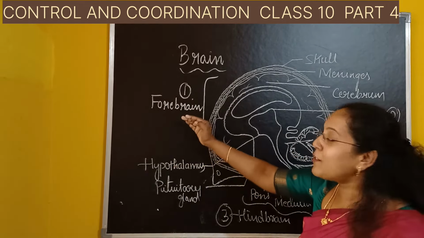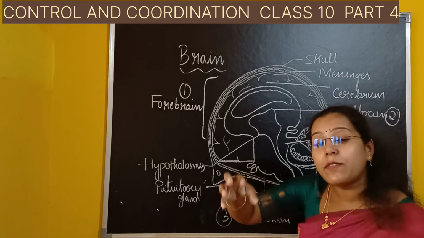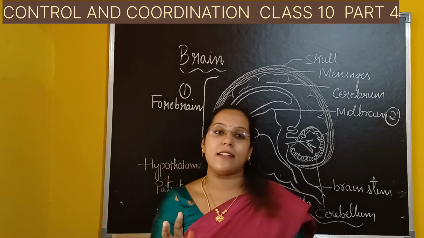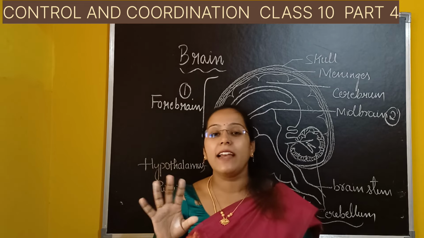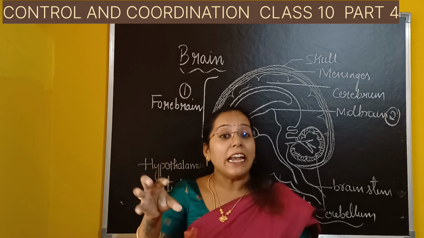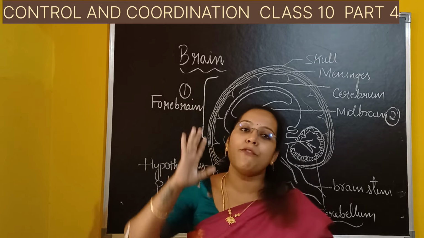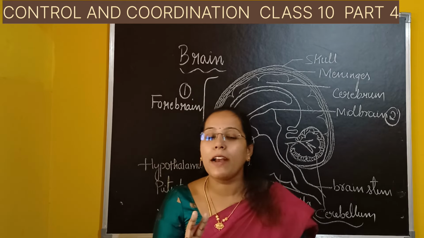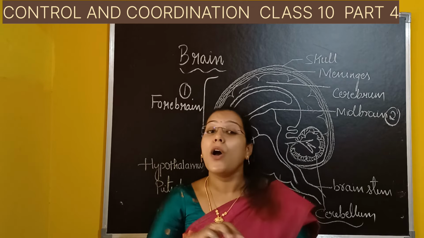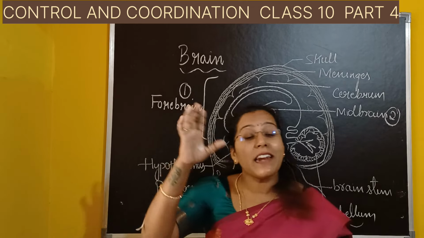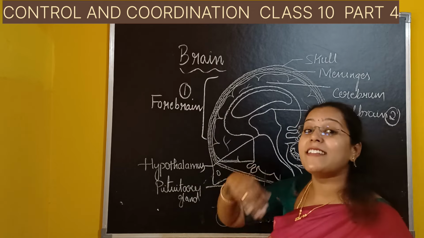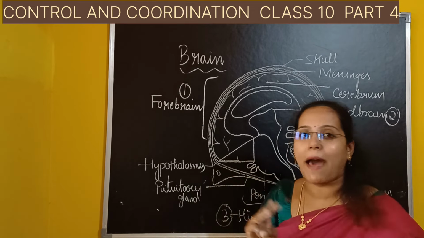So this forebrain actually receives the sensory information from all the sense organs. We have five sense organs, right? From all those sense organs, any information that is entering our body will reach the forebrain. The second point is all the sensory information from sense organs or sensory areas will reach the forebrain.